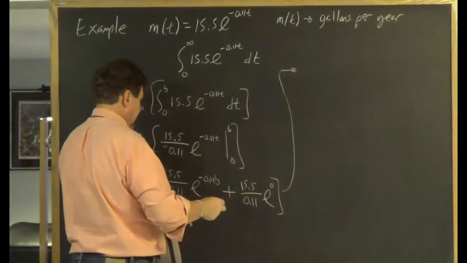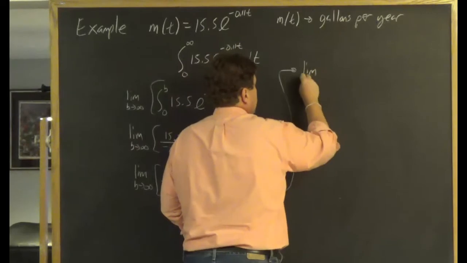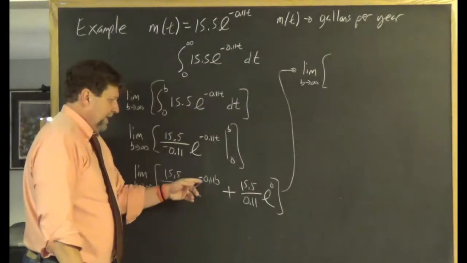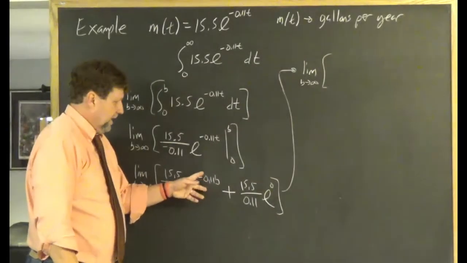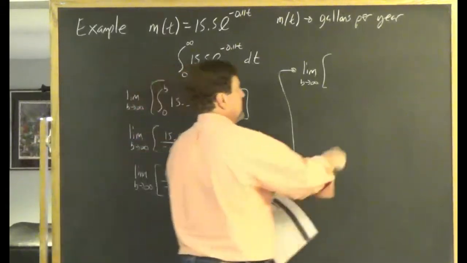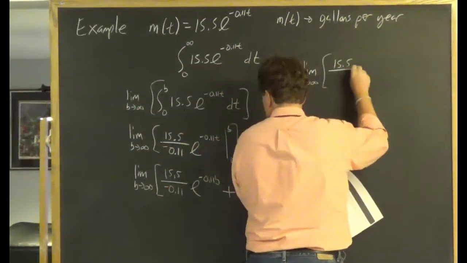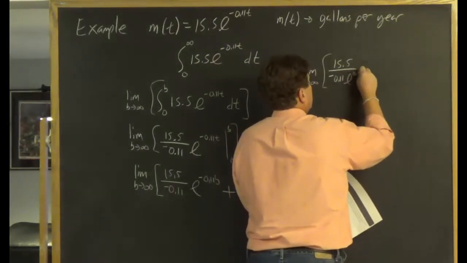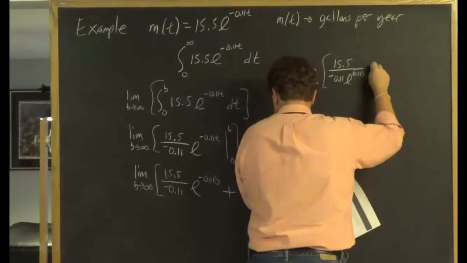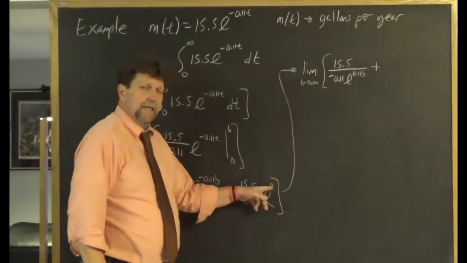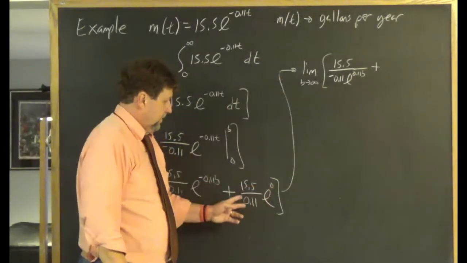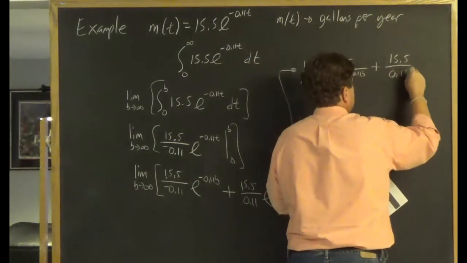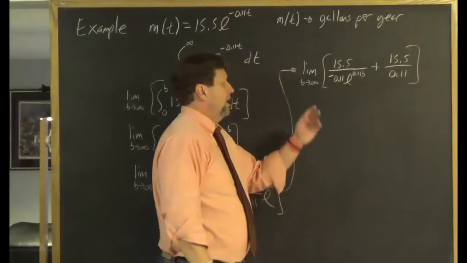So pulling the problem up here, let me just rewrite it. I'm going to take this e to the negative 0.11b and move it downstairs to make the exponent positive. And remember, e to the 0 is 1. So that leaves me with just 15.5 over 0.11.